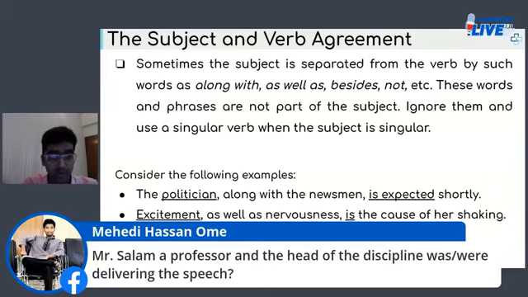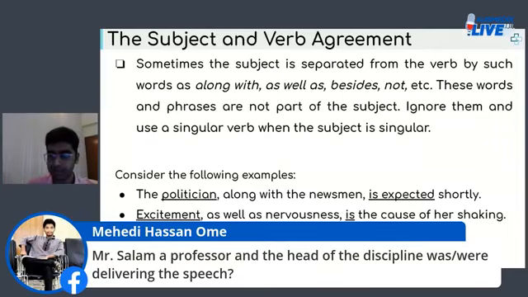Why and how so? Whenever you talk about a person's occupation or profession, or you come in with some more information about your subject, you need to separate that additional piece of information with commas. So: Mr. Salam, comma, a professor and the head of the discipline, comma, was delivering the speech. Okay? Since you're not talking about two people, but rather one, we go with "was," because the subject is singular. Therefore, the verb following must also be singular. Mr. Salam, professor and the head of the discipline, was delivering the speech.